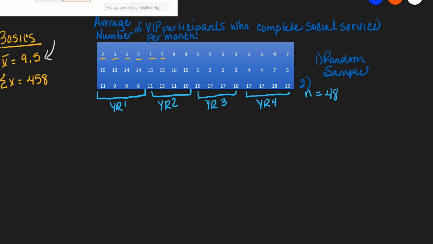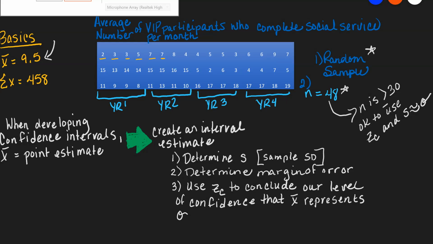Why can I use Z critical values? Well, because I know that I have a random sample and my sample is fairly large. Remember, you can use Z critical values just so long as your sample size is greater than or equal to 30. So, when we're working with confidence intervals, X bar is also referred to as our point estimate. Because we've calculated our sample mean, we've already developed a point estimate. So for these sample data, our point estimate is 9.5.